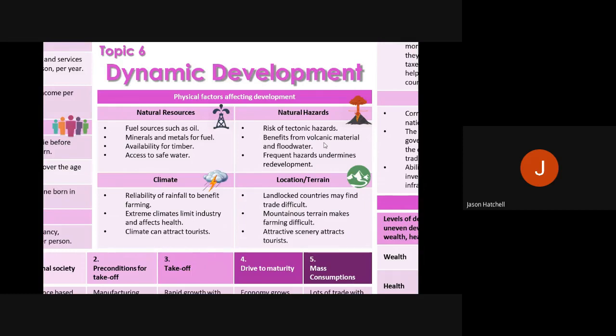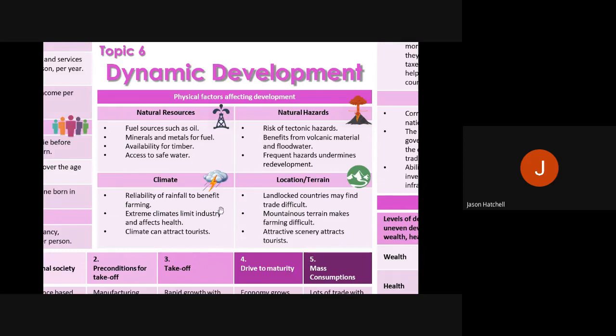But hazards, as I said, can frequently undermine development. They can frequently stop a country in its tracks from being able to invest regularly, because they may be having to receive aid and help in actually mitigating against the problems that the hazard has caused.